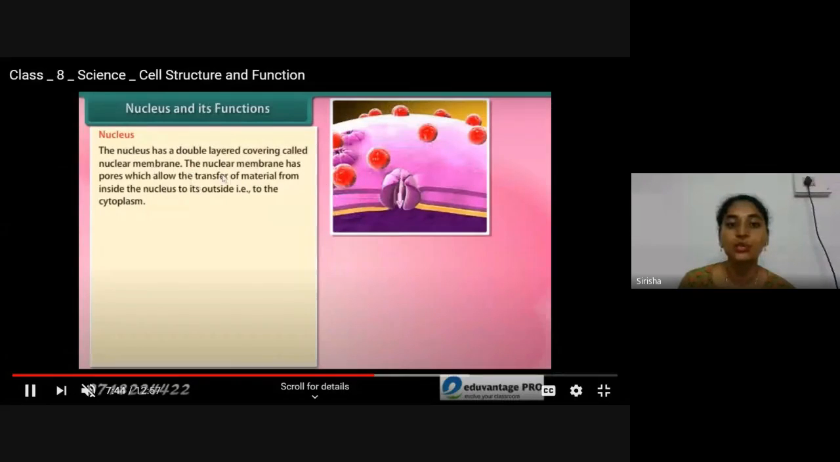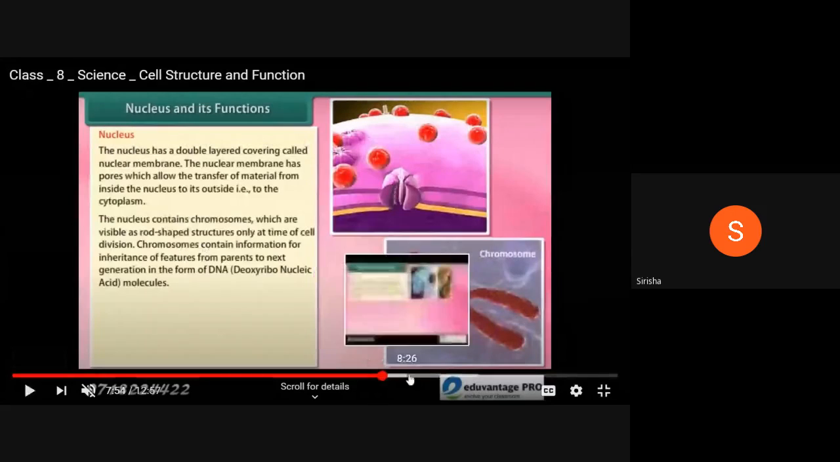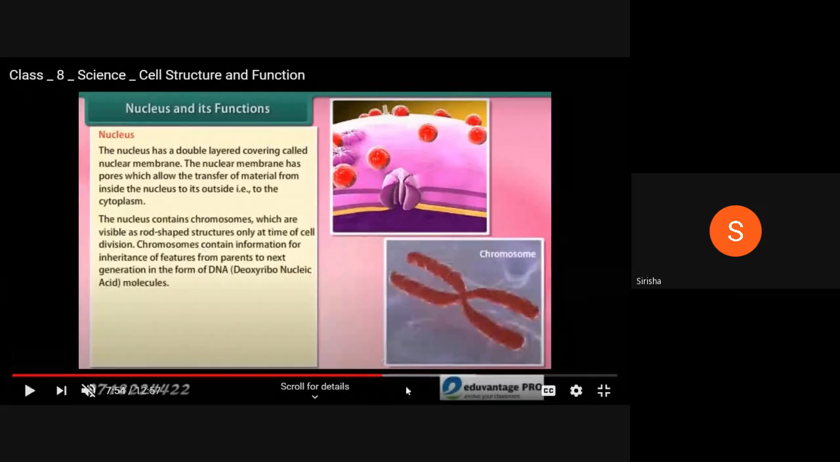The nuclear membrane has pores which allow the transfer of material from inside the nucleus to its outside. See how the materials are being transferred from inside to outside. And there are specific organelles called chromosomes. Chromosomes are components which are inherited from parents to offspring. These are present inside the nucleus.